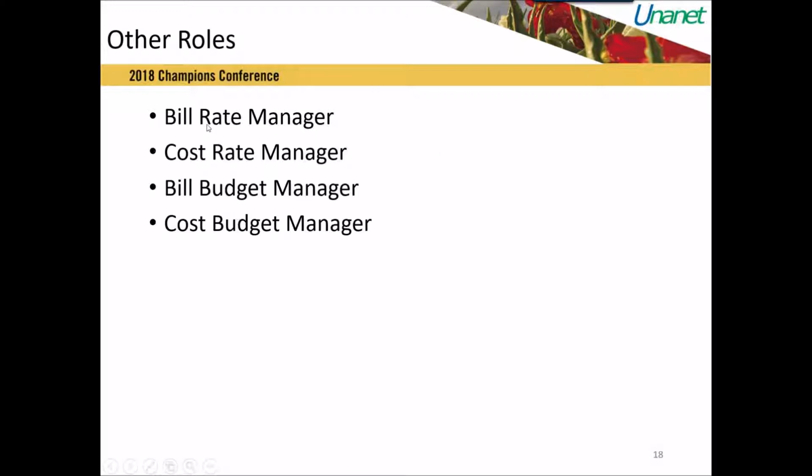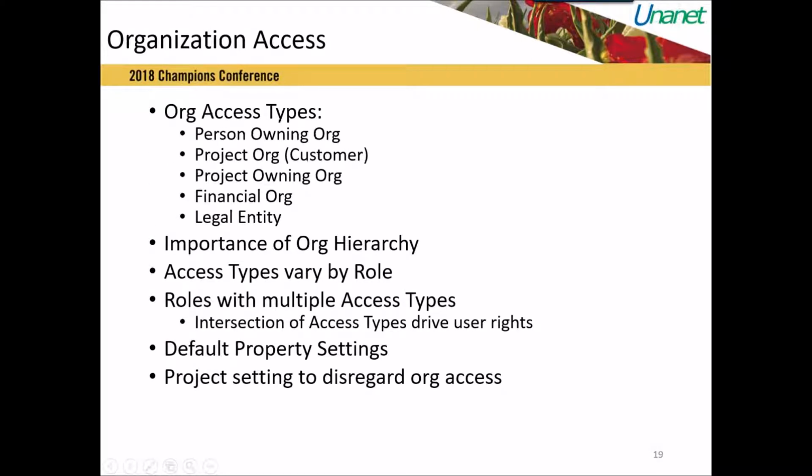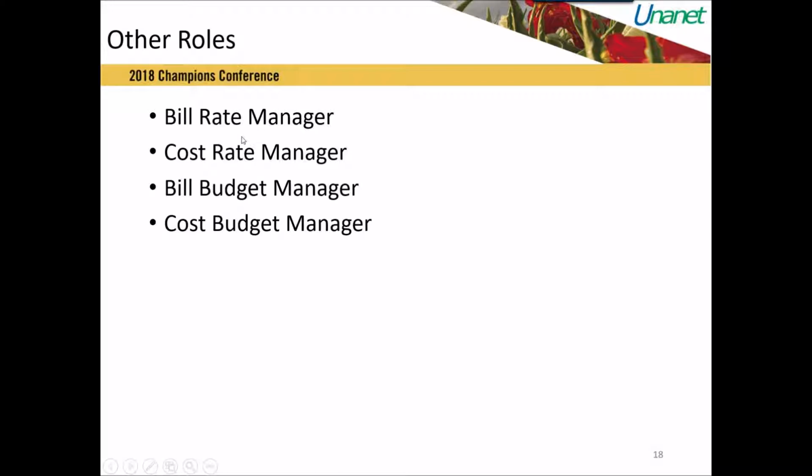All right, and last but not least, we have bill rate manager, cost rate manager, bill budget manager, and cost budget manager. So these roles are kind of unique in that if you just check the box, it's going to grant them visibility to bill rates or cost rates or bill budgets or cost budgets, but it's dependent upon other roles that they have within the system. So if somebody just has the cost rate manager role checked, by default without some other role combination, they wouldn't have access to cost rates. So if somebody was a project viewer and they had access to a bucket of projects and we gave them the cost rate manager, essentially they would be able to view cost rates for that bucket of projects.